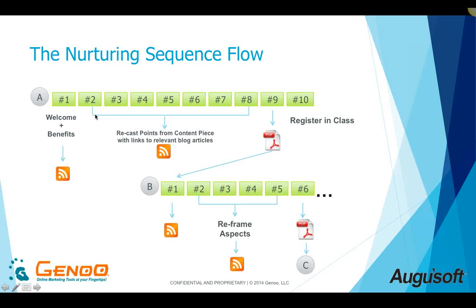Then with whatever it is that they downloaded, you have a number of things you could talk to them about. So you could recast the points from that content piece. If you only made 3 points, you only get 3 emails here. So I have 8, just in case it was a white paper or an ebook or something. And then you can offer them something else, since they haven't registered in the class yet.